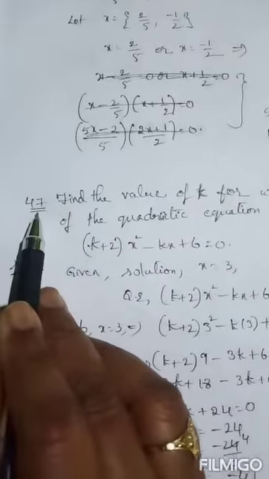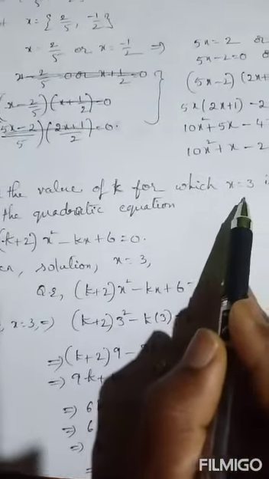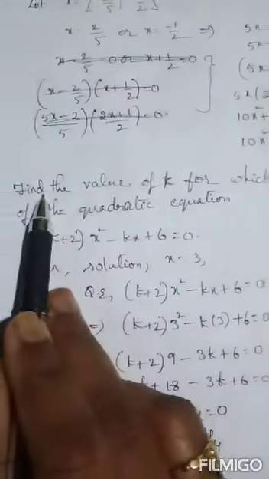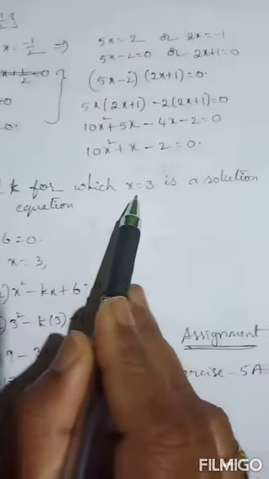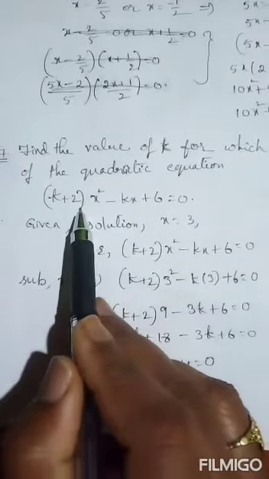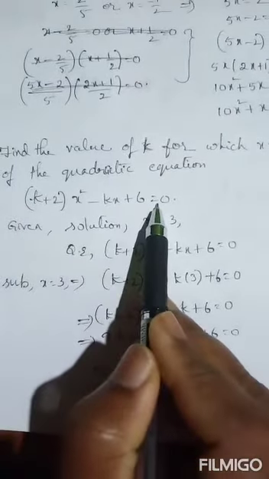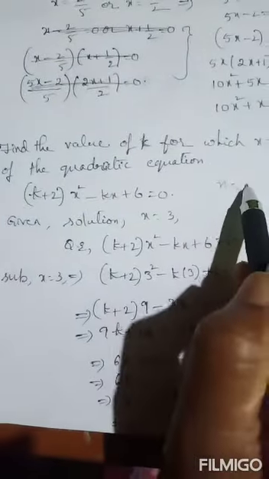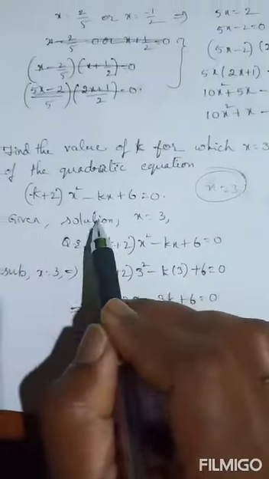Now, the last question from this exercise. Find the value of k for which x is equal to 3 is a solution of the quadratic equation. So here we have to find the value of k and the solution is given, x value is 3. What is the quadratic equation? k plus 2 x square minus kx plus 6 equal to 0. For this quadratic equation, the solution is given, x equal to 3. Then by using this solution, we have to find the value of k.